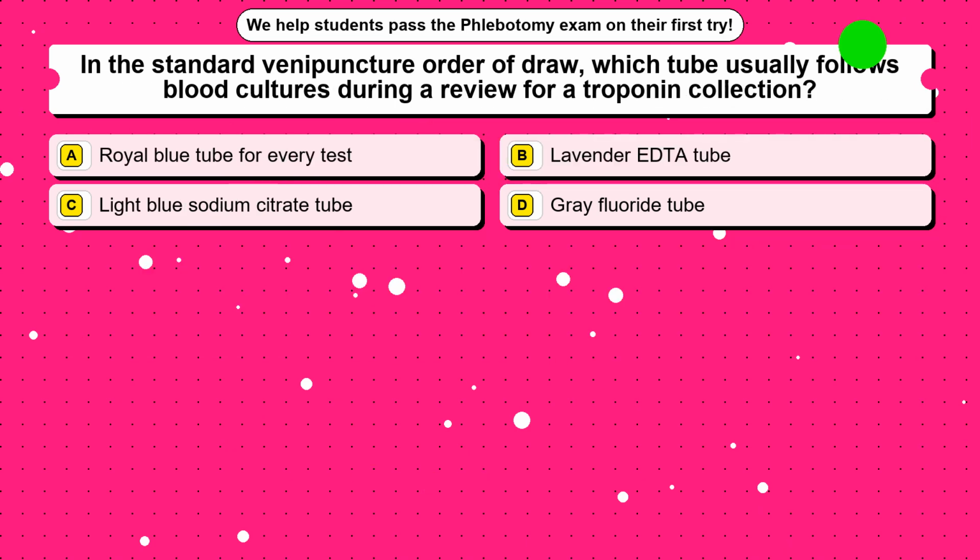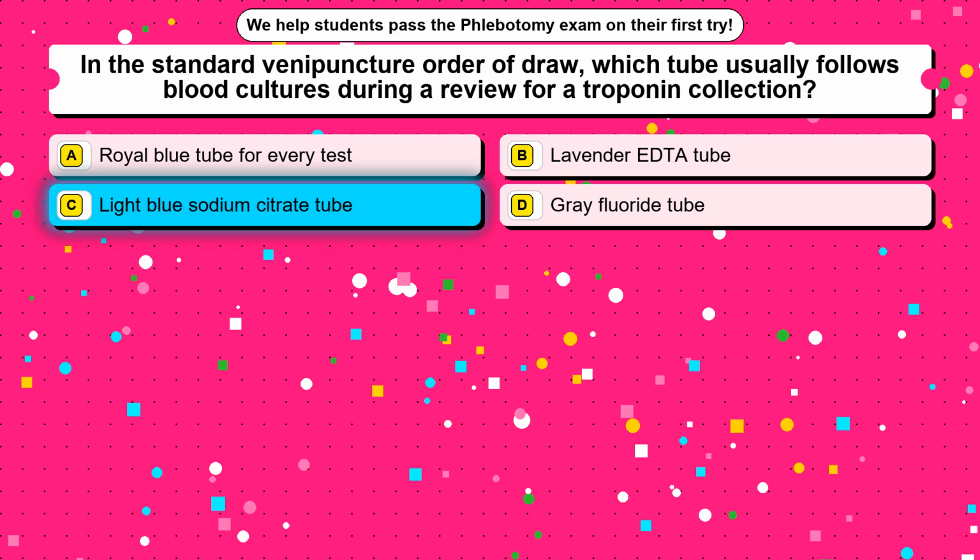Question 13. In the standard venipuncture order of draw, which tube usually follows blood cultures during a review for a troponin collection? Option A, royal blue tube for every test. Option B, lavender EDTA tube. Option C, light blue sodium citrate tube. Option D, gray fluoride tube.